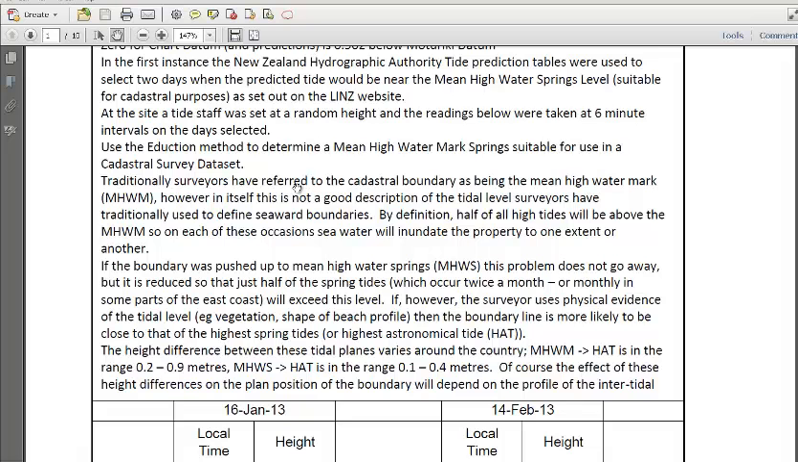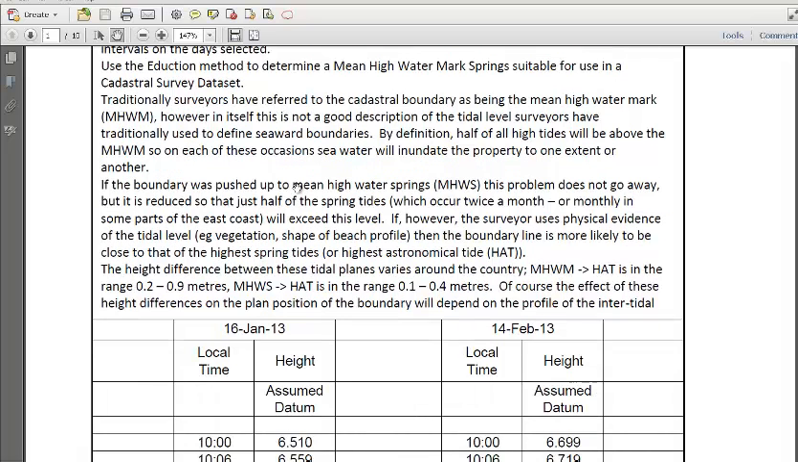set. Now, traditionally surveyors have referred to the cadastral data boundary as being mean high water mark. However, this is not the best description of what actually happens. And by definition, half of all tides will be above this mark. And so on these occasions, seawater will inundate the property, which is sort of against the wishes of the Registrar General of Land, who is a bit averse to issuing title to land that is underwater.